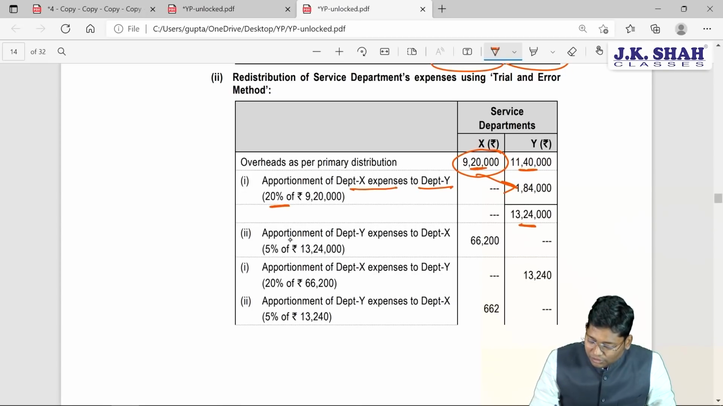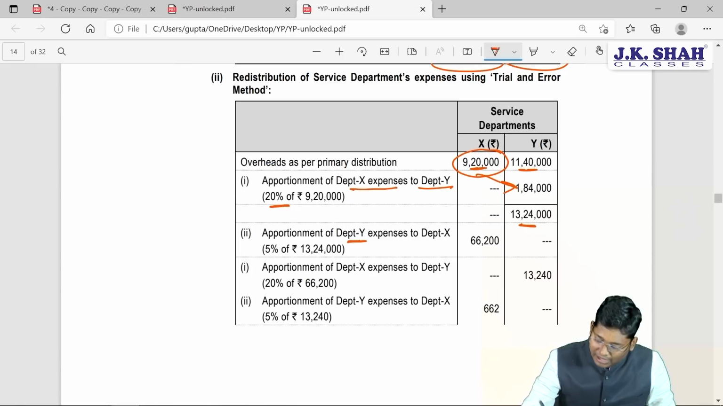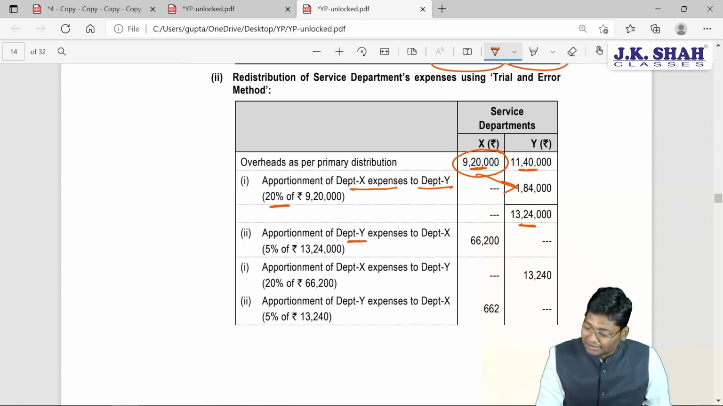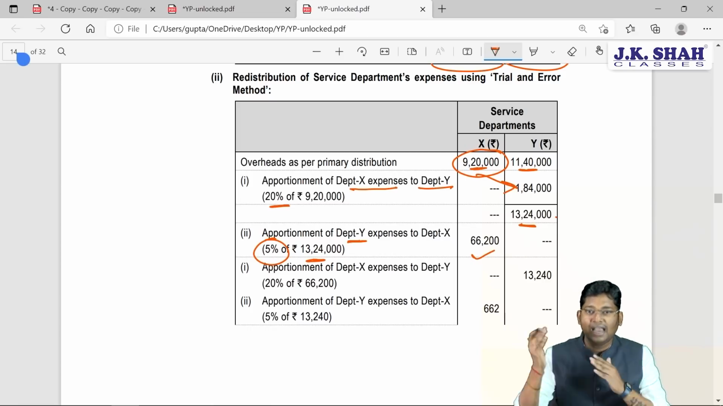The second step says you should apportion Y department expenses to X department. Now what is the proportion given? Y department expenses into 5% we are going to put in the X column. My Y department expenses are now 13,24,000. Correct? 13,24,000 into 5%, you will be getting X department's value. So see how we are calculating.